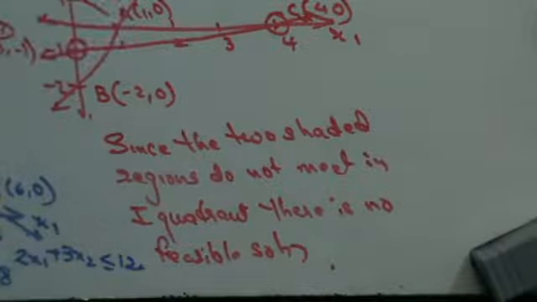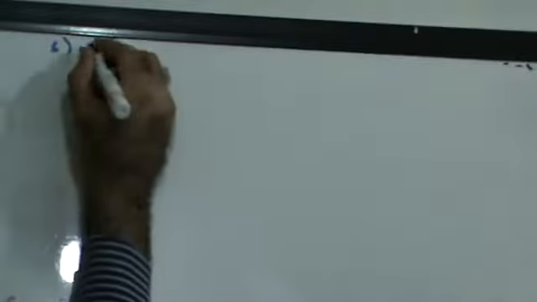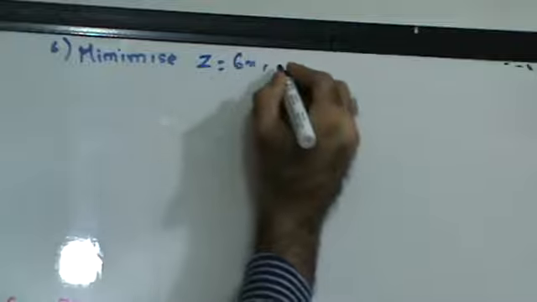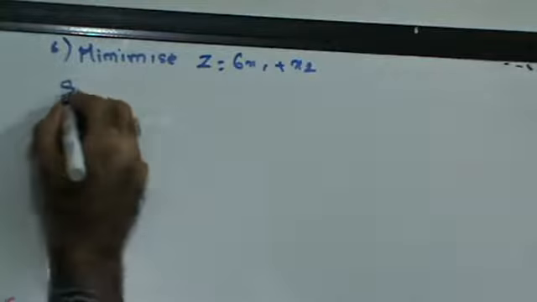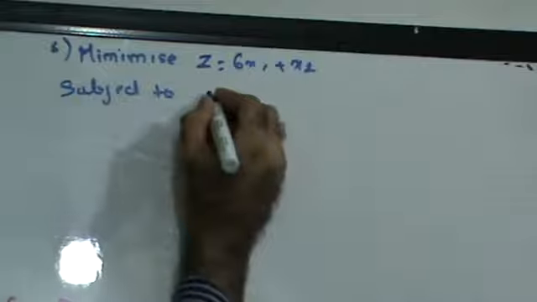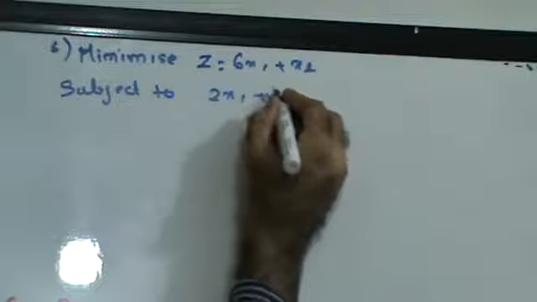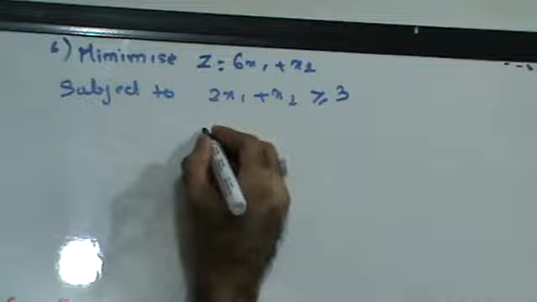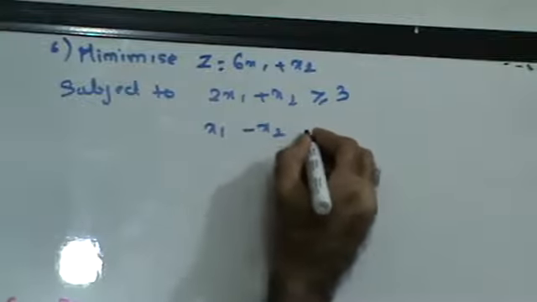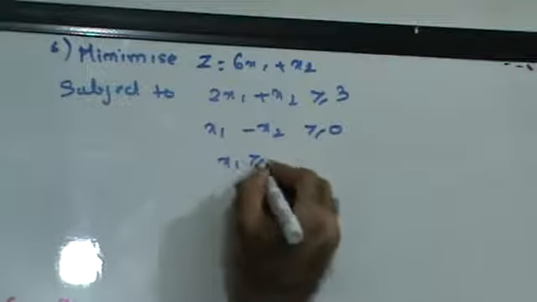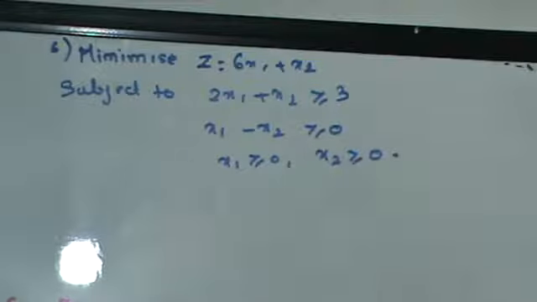Right? Let's see this. Next, sixth. We've done this. Next is minimize. Minimize z is equal to 6x1 plus x2 subject to 2x1 plus x2 is greater than or equal to 3, x1 minus x2 is greater than or equal to 0, x1 is greater than or equal to 0, x2 is greater than or equal to 0.